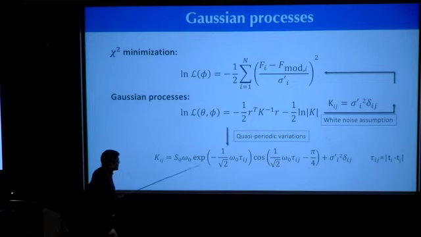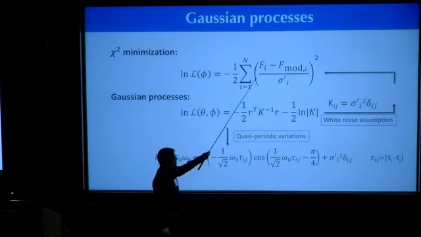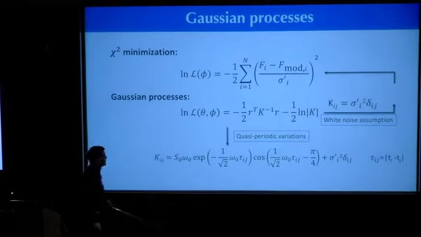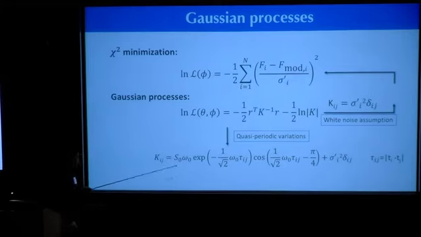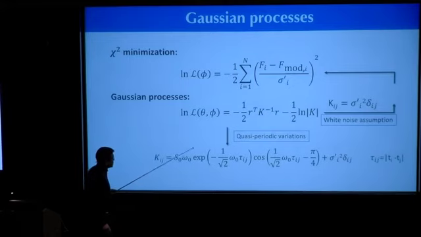If this term is 0, then you only have diagonal terms, and the whole thing converts back to the classical chi-square minimization. Now, this term takes into account the intrinsic variation. Omega naught again controls how widely separated two data points can be and still be correlated, and S0 is an amplitude parameter. So this is the simplest model we can consider for correlated noise or intrinsic variability.